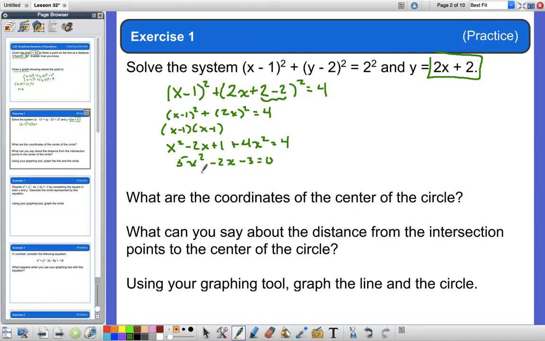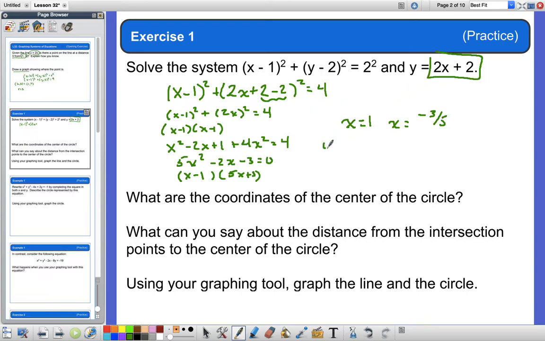So if that's our equation, we can factor this, and you get (x minus 1) times (5x plus 3), and so our resulting solutions are x equals 1 and x equals negative 3/5. Now, how do I find the corresponding y values that go with this? We would plug each one of these into here.